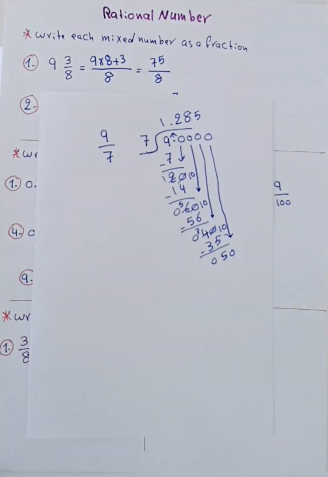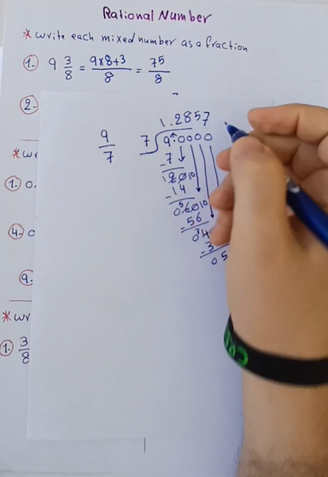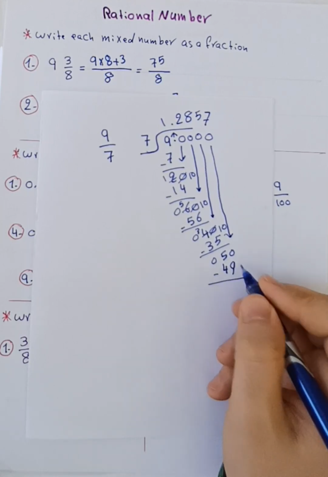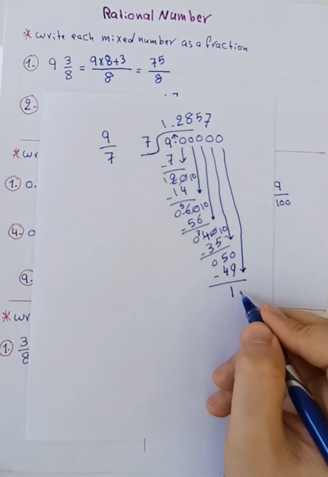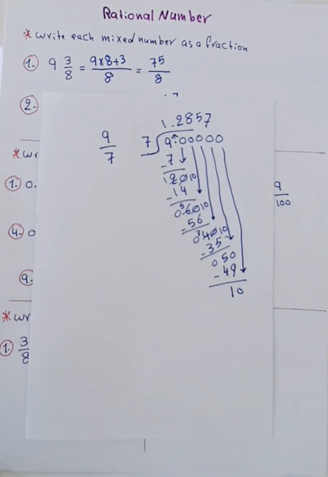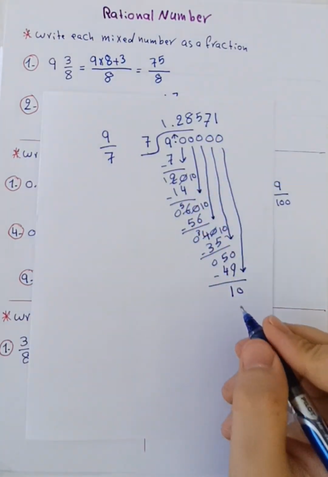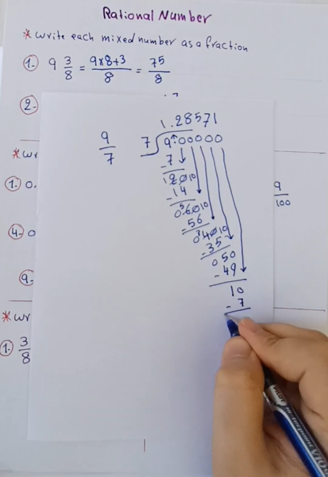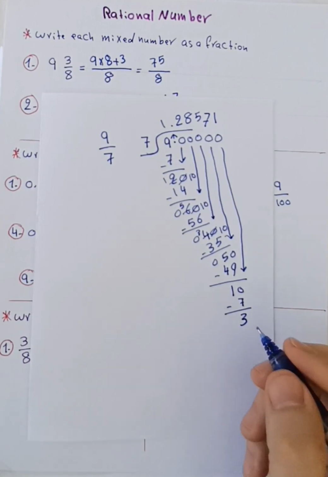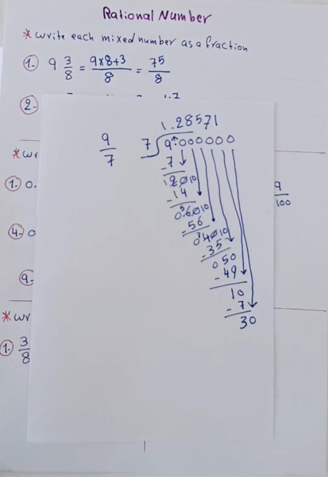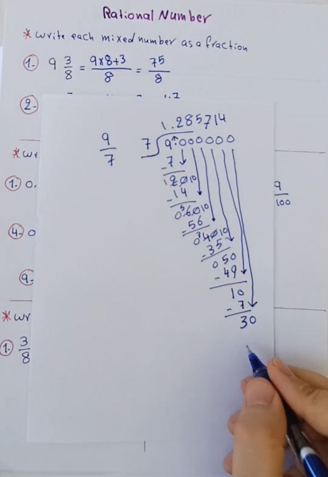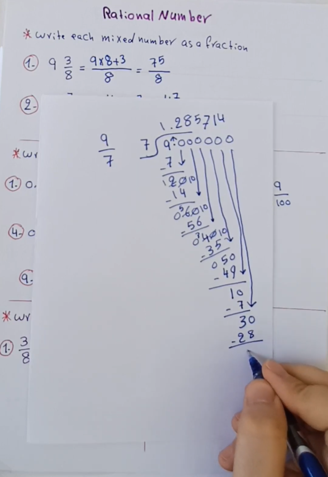And then you have to write another 0 and bring it down. You have 50. 50 divided by 7 equals 7. 7 times 7 equals 49. 50 minus 49 is 1. We have to write another 0 and bring it down. We have 10. 10 divided by 7 is 1. 1 times 7 equals 7. 10 minus 7 is 3. We have to write another 0 and bring it down. 30. 30 divided by 7 is 4. 4 times 7 equals 28. 30 minus 28 is 2.